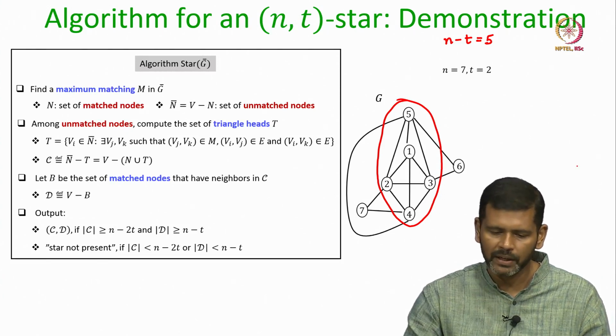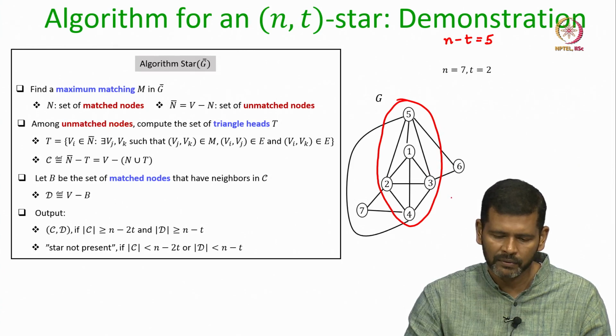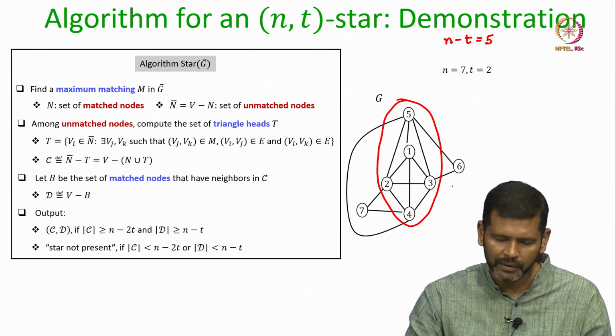You have an edge between 1 and 2, 1 and 3, 1 and 4, 1 and 5, 2 and 3, 2 and 4, 2 and 5, 3 and 4, 3 and 5, and between 4 and 5.